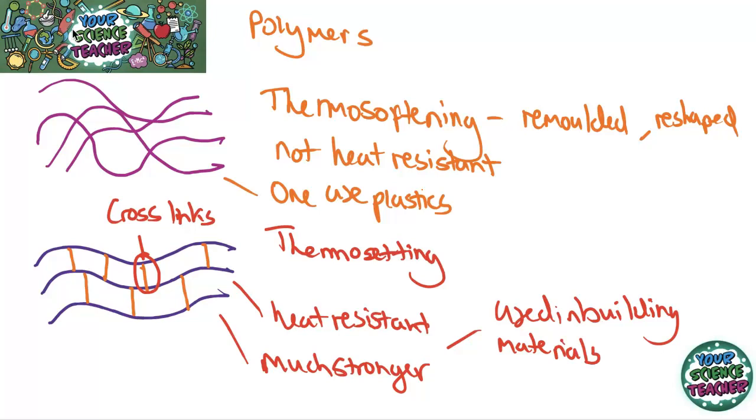Now, just comparing the strong covalent bonds in those thermosetting polymers to thermosoftening polymers, the key thing is that these do not have the crosslinks, and they only have weak intermolecular forces holding the layers together, and that's why they are not as heat resistant.